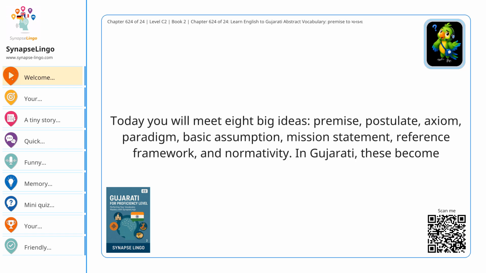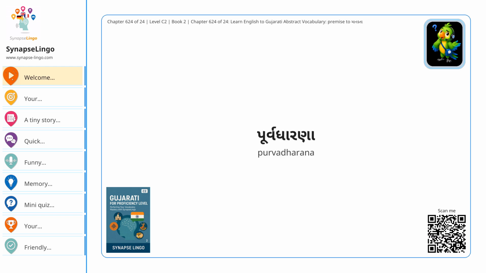Today you will meet 8 big ideas: premise, postulate, axiom, paradigm, basic assumption, mission statement, reference framework, and normativity. In Gujarati, these become પૂર્વધારણા. પૂર્વધારણા. સ્વયં સિદ્ધ સત્ય. પ્રતિમાન. મૂળ માન્યતા. ધ્યેય નિવેદન. સંદર્ભ માળખું. And. માનકતા.